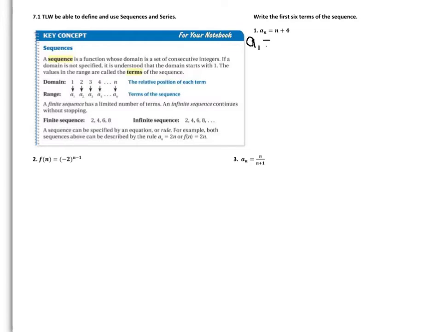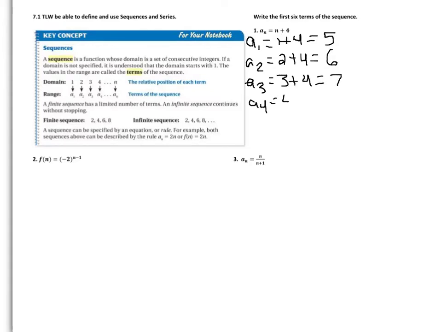A sub 1 equals 1 plus 4. That means n is 1. What do you get? 5. A sub 2, 2 plus 4, 6. A sub 3, 3 plus 4, 7. A sub 4, 4 plus 4, 8.